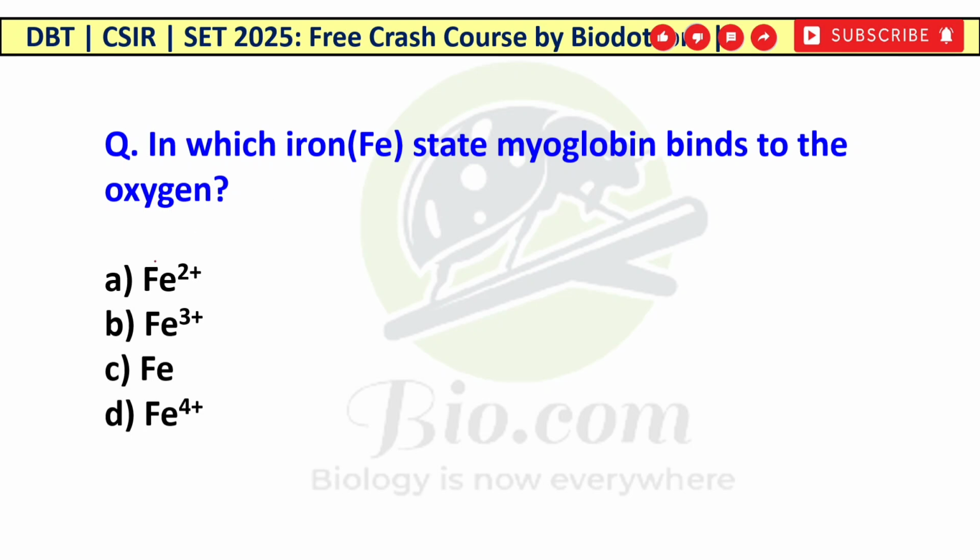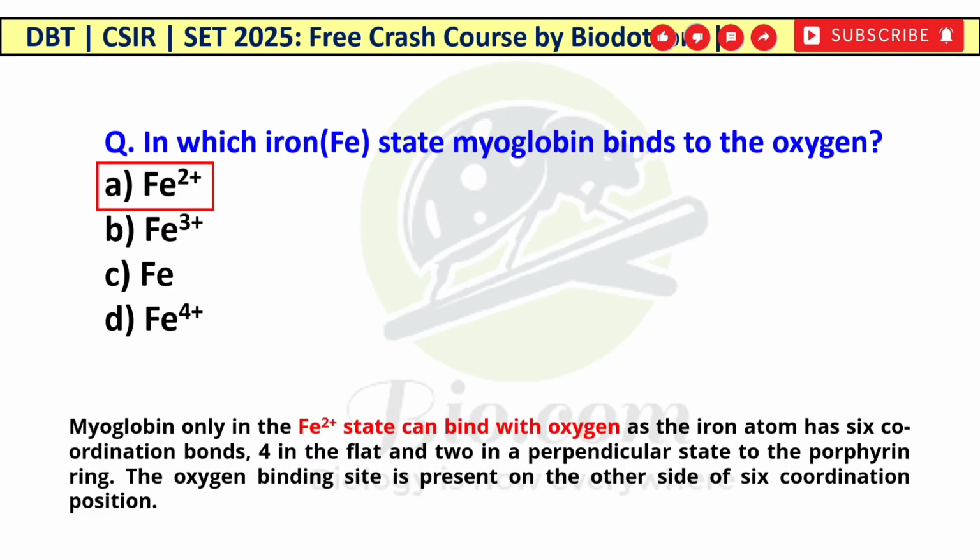Now next question. In which iron state does myoglobin bind to oxygen? In which state of iron does myoglobin bind oxygen? So it is in the ferrous state in which myoglobin binds the oxygen. That is, myoglobin only in the Fe2+, which we call the ferrous state, can bind with the oxygen.